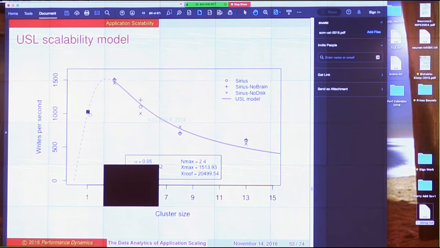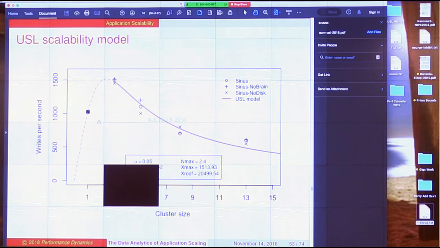Now actually, that makes no sense, because remember, it's a kind of a voting system. So you need at least three servers to reach a majority. That's why it starts at three. On the other hand, the USL can tell you what it would be like for one, which is not how it works, but that might be interesting information for some other reason. So the black square there is something that's coming out of the model that you can't see in the data, which may have other uses.